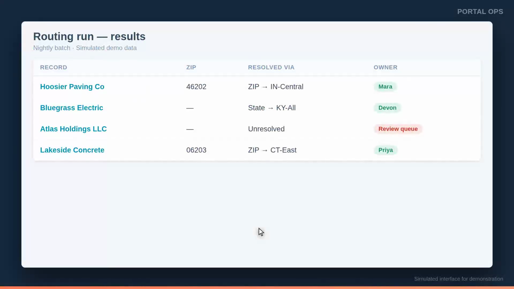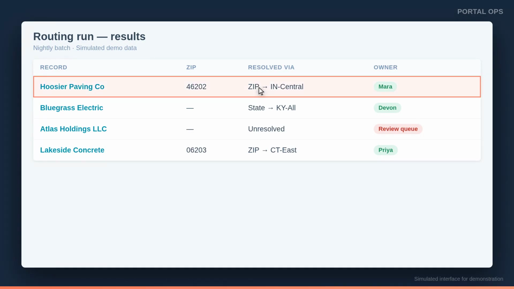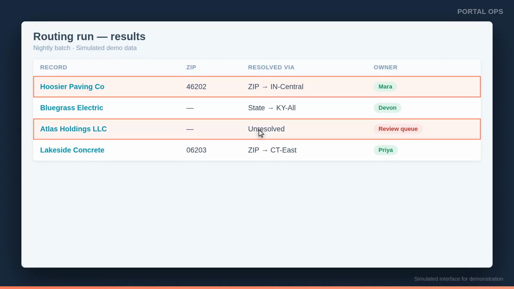And here's a run. The Indiana company resolves by zip straight to Mara. The Kentucky one has no zip at all, but the state fallback catches it for Devon. Notice Lakeside. That's a resurrected leading zero zip routing correctly into Connecticut, which the raw field never would have matched. And Atlas, with nothing usable, lands in the review queue with no owner. Visible, honest, and fixable.